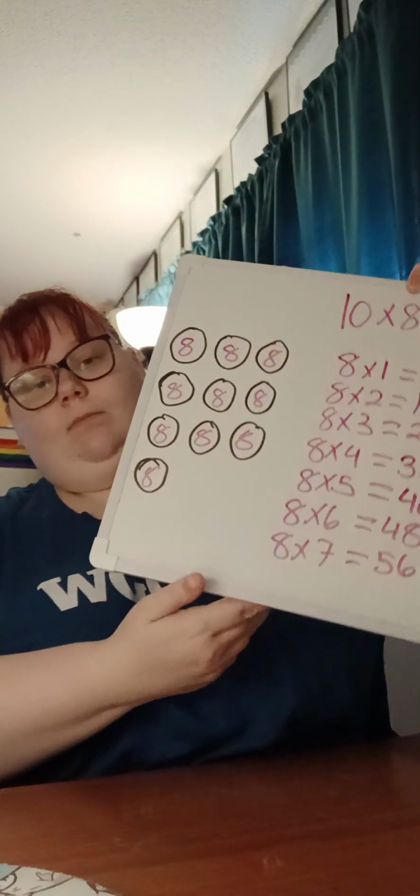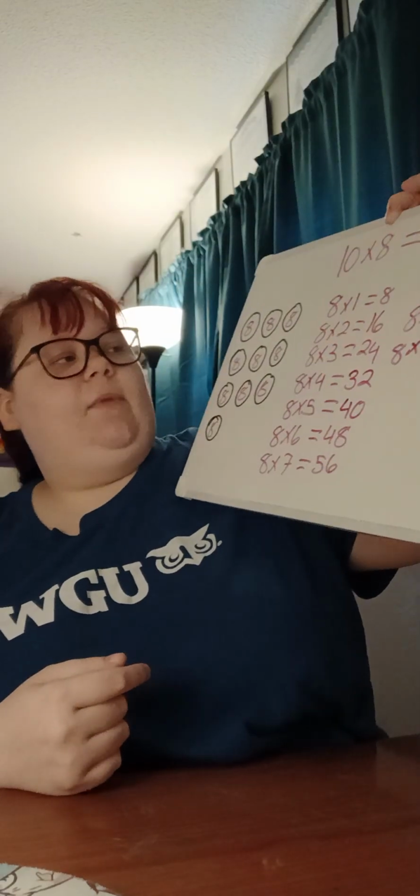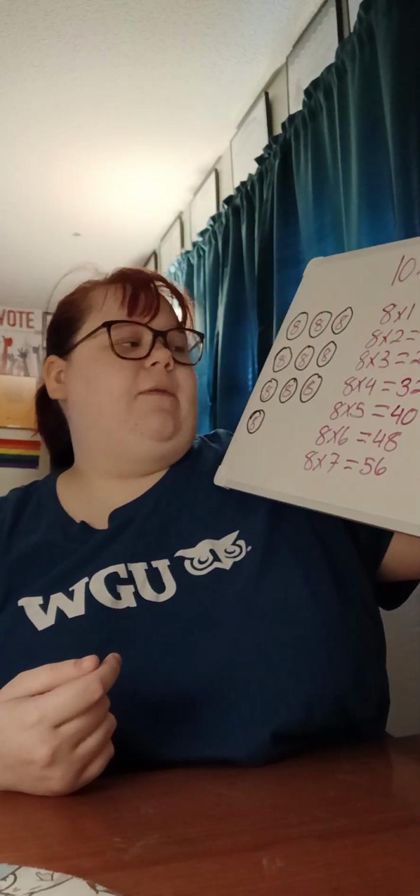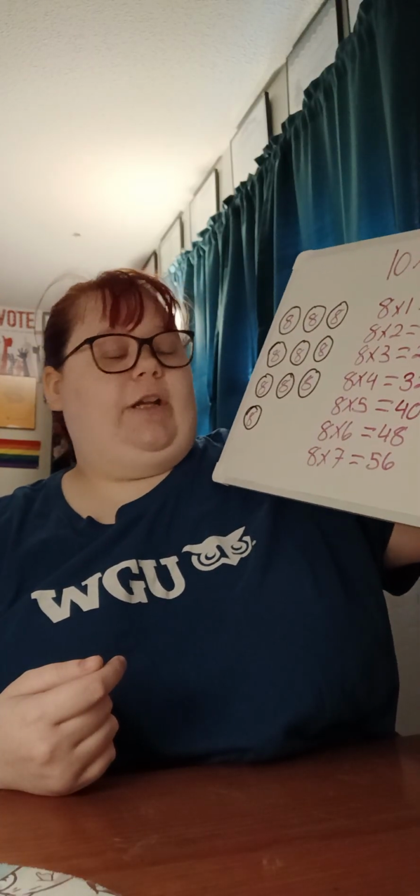Okay, so let's say, for example, you get nervous and you forgot how to skip count by 10, but you know your 8s. So 8 times 1 is 8, 8 times 2 is 16, 8 times 3 is 24, 8 times 4 is 32, 8 times 5 is 40, 8 times 6 is 48, 8 times 7 is 56, 8 times 8 is 64, 8 times 9 is 72, and 8 times 10 is 80.